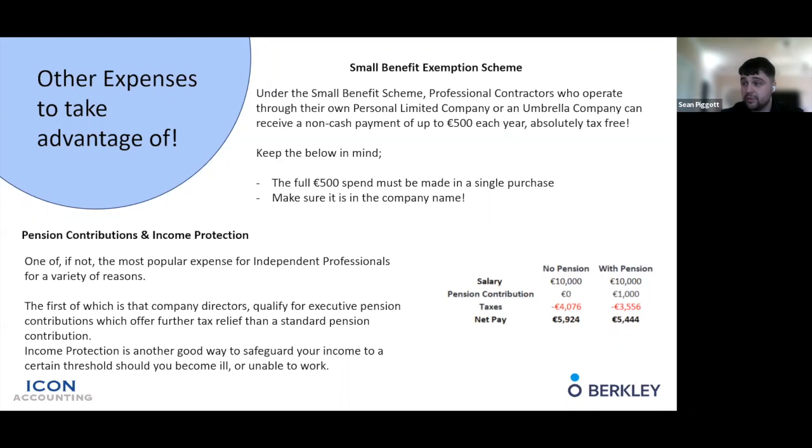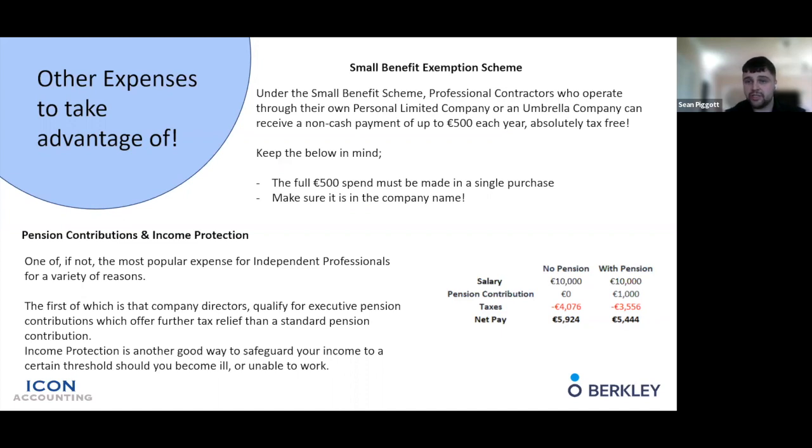Just to give you an example, I suppose, in a graph form as well, if you have a pension contribution, as you can see on the left-hand side of the table, there's no pension contribution. On the right-hand side, there is a pension contribution. And you can see straight away, essentially with the €1,000 pension contribution, it's actually only costing you less than €500. And that's with the 52% tax relief available on a director's executive pension.